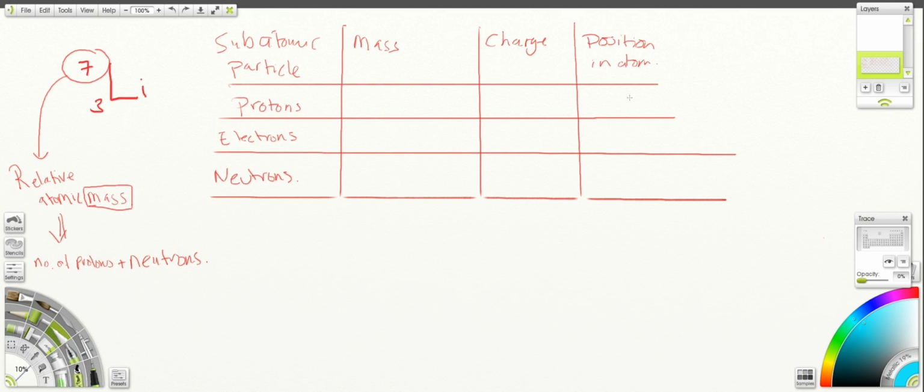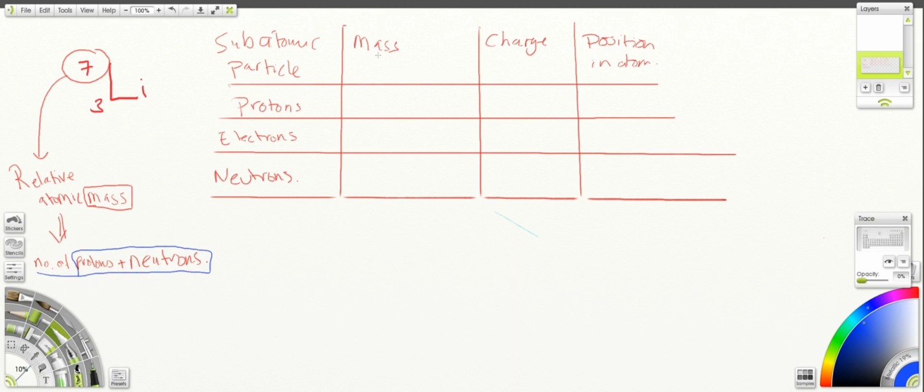So anyway, looking at this, we've got lithium again. I'm using lithium because we used it a lot, so it's something we're going to get familiar with. If you look at lithium, it's got a top number of 7 and a bottom number of 3. As we said in the previous video, the top number represents the relative atomic mass, and I've highlighted the word mass. The reason for this is because this shows that it's going to be composed of the heaviest things. If you remember the definition of relative atomic mass, it's the number of protons and neutrons.